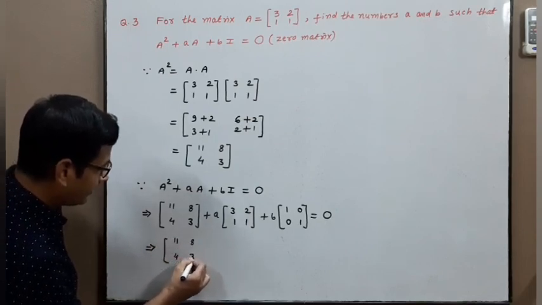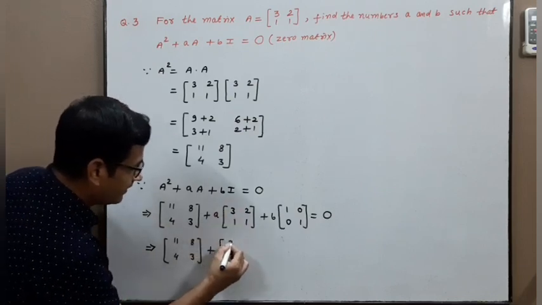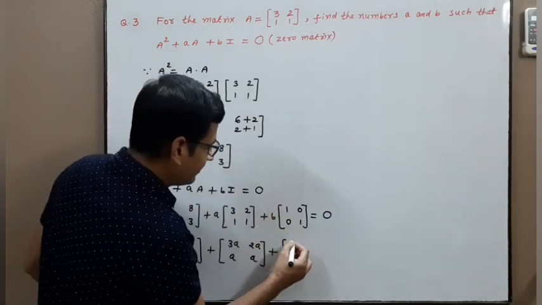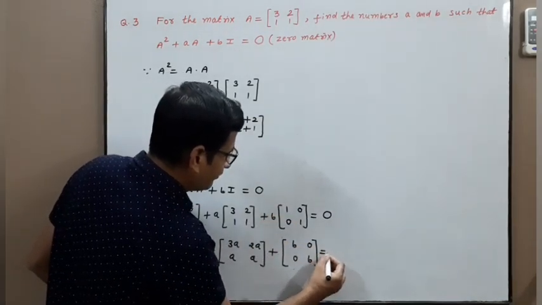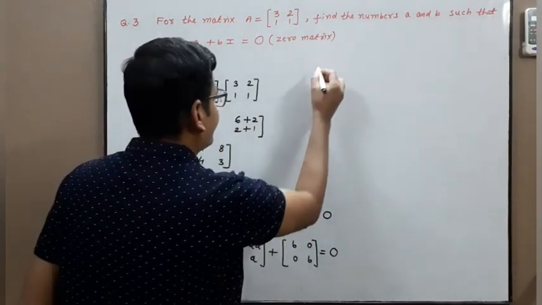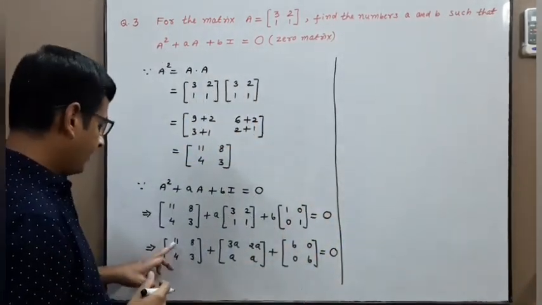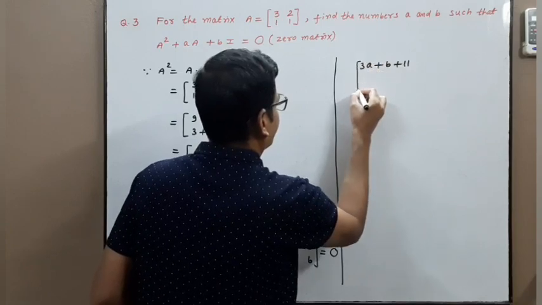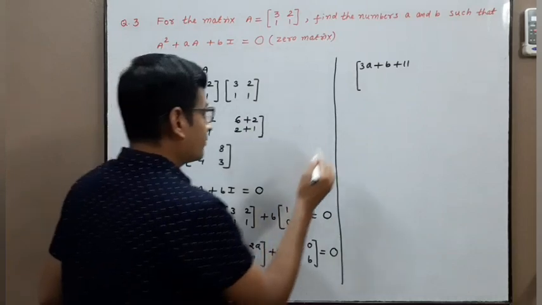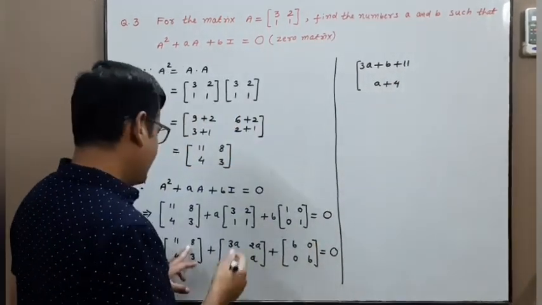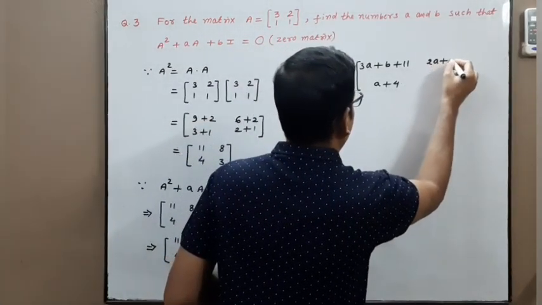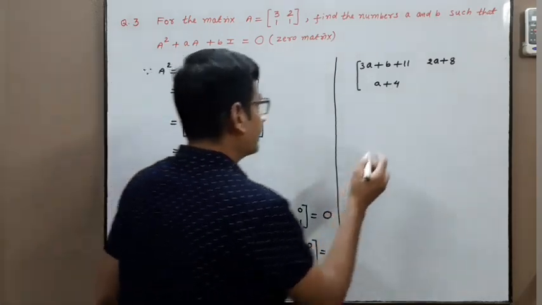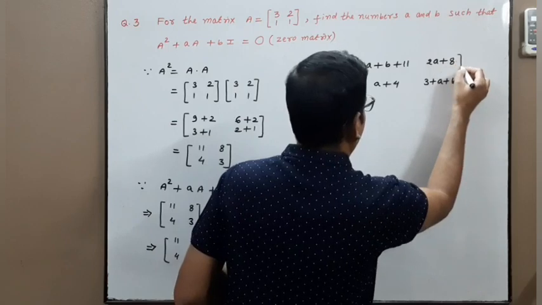[11 8; 4 3] plus a into A, what will we get: 3a, 2a, a, a, plus b into I, what will we get: b, 0, 0, b, equal to 0 matrix. Next step, simplify this. 11 plus 3a plus b, 3a plus b plus 11, a plus 0 plus 4, so a plus 4, 8 plus 2a plus 0, so 2a plus 8, 3 plus a plus b, equal to 0 matrix.